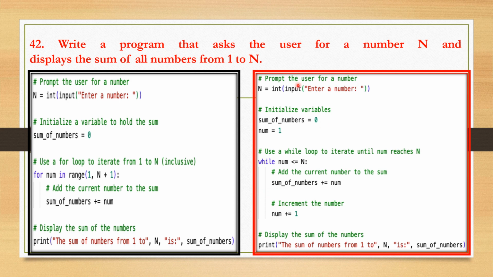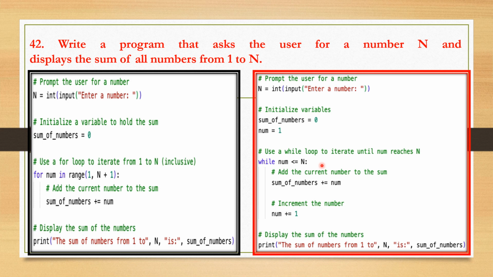The second approach is using a while loop. So here we'll initialize the variables sum_of_numbers and num. The sum_of_numbers variable holds the sum of all numbers and num starts with the value 1 here. We'll use a while loop with the condition num less than or equal to capital N, and this loop will continue until the value of num exceeds capital N.